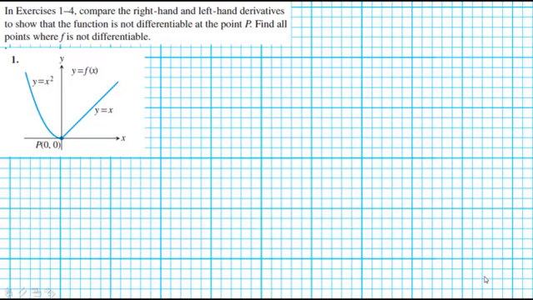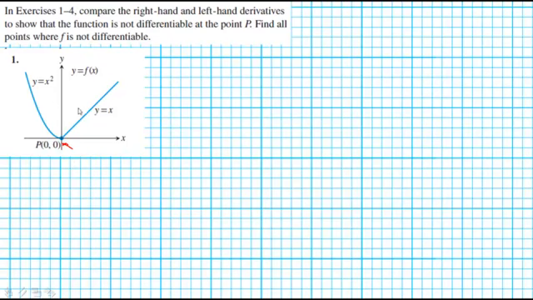This is a recording of some exercises from 3.2. We're going to look at the two groups of problems looking at when things are and are not differentiable. Let's start with problem number one. We're asked to find the right hand and the left hand limits to show that it's not differentiable at this point P. And then we'll find all the points where f is not differentiable.